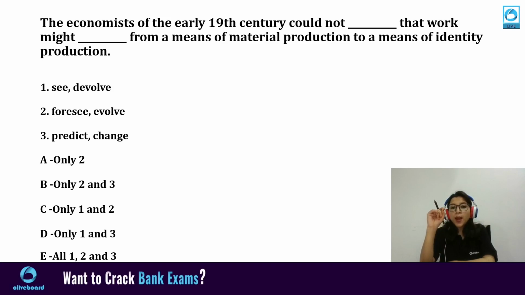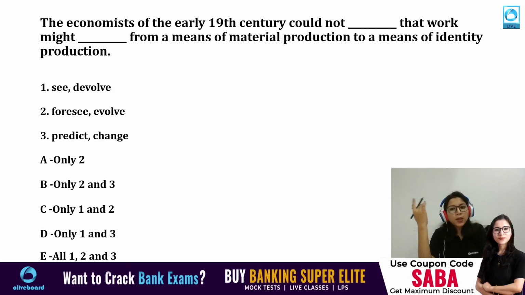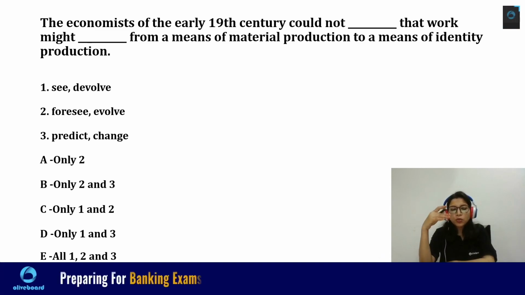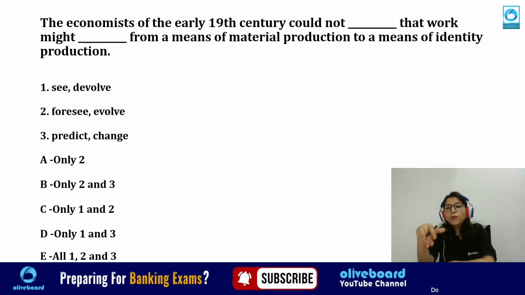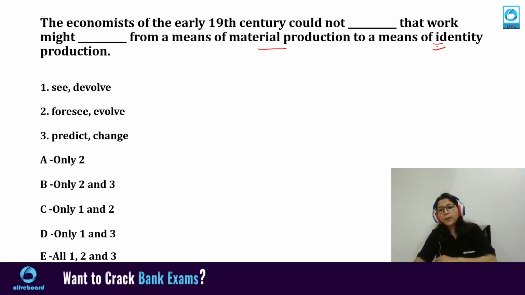The economists of the early 19th century could not dash that. वो लोग ये नहीं कर पाए थे, क्या नहीं कर पाए थे, चेक करिए. That work might from, कि काम जो है, work culture जो है, might dash from a means of material production to a means of identity production, कि इससे shift हो जाएगा. Okay.